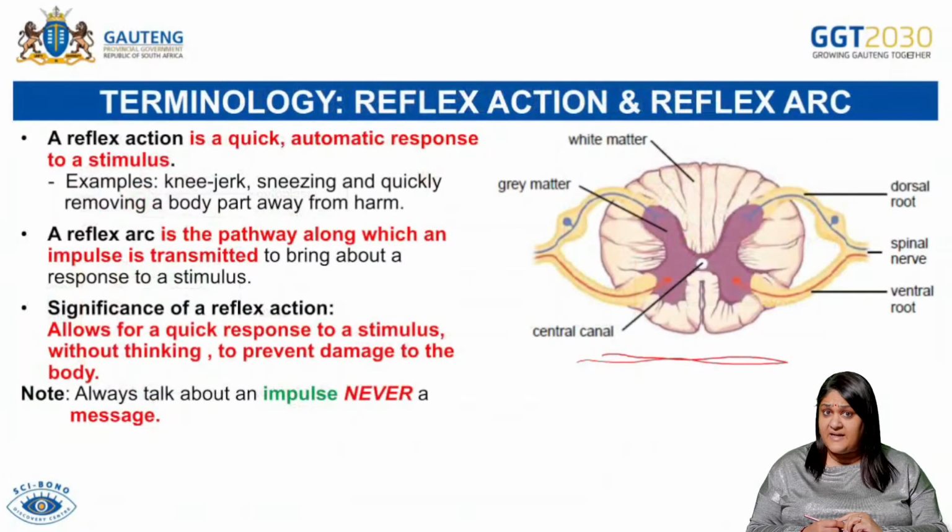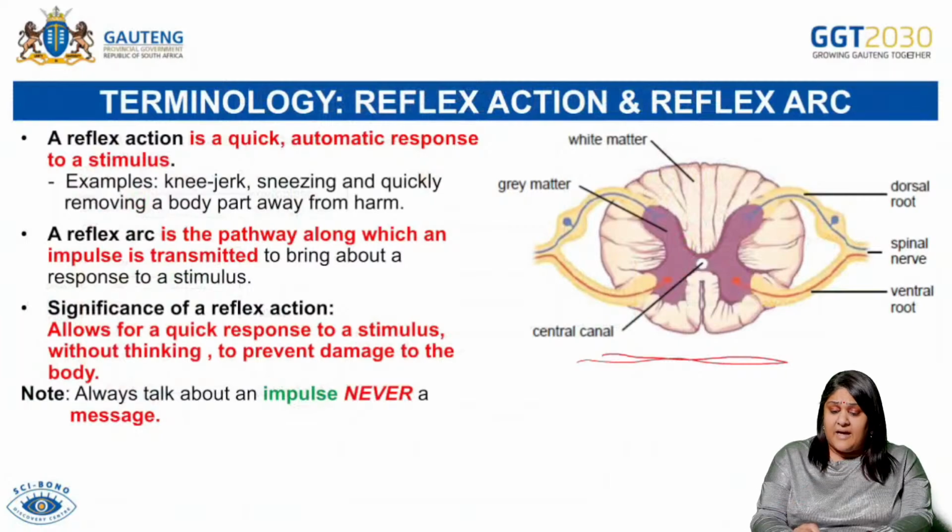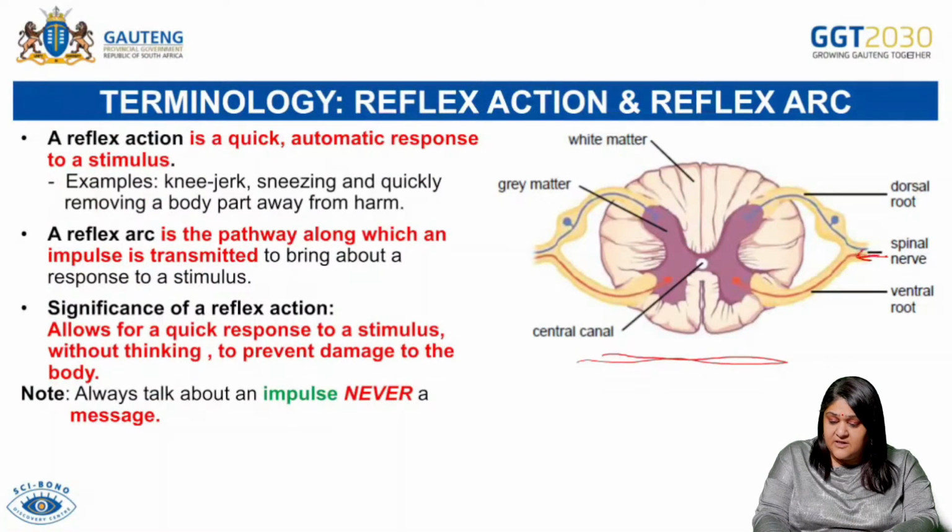Now, grade 12s, what I need you to know is this whole pathway. You need to understand that it's coming in through here, which is now the spinal nerve, and then we're having a branch, and it's coming through the dorsal root. You need to know which neuron this is that's coming through the dorsal root. Okay, do you remember which one it is?